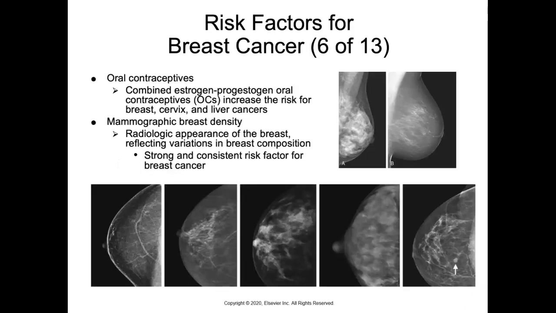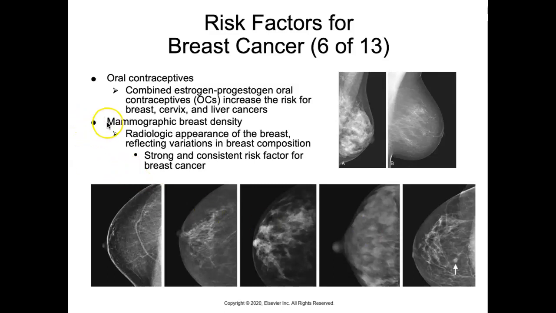Now let's talk about oral contraceptives, in which we are using combined estrogen-progestogen oral contraceptives, and we see an increased risk for breast, cervix, and liver cancers. The efficacy of these oral contraceptives in protecting against ovarian cancer and endometrial cancer, though, is well established and researched.